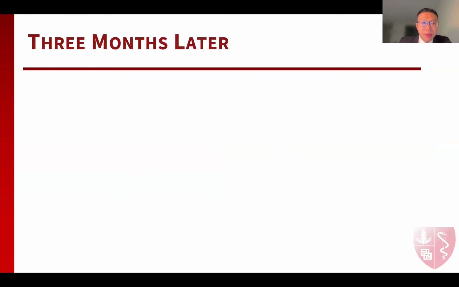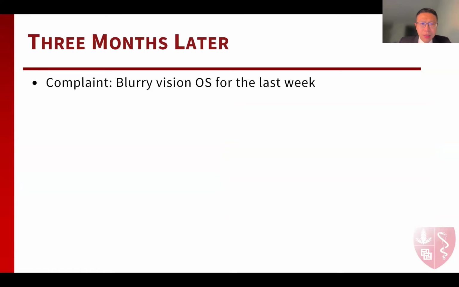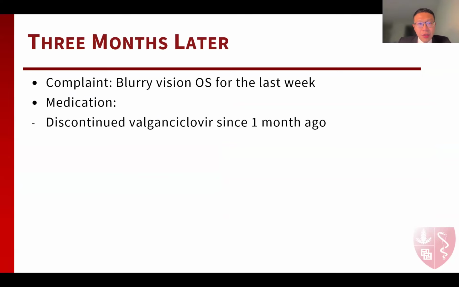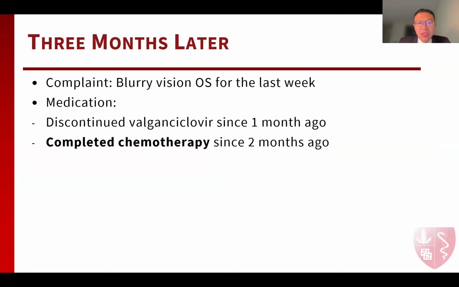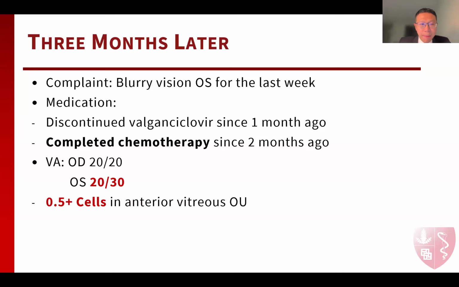However, 3 months later, the patient complained of blurry vision in the left eye again for the last week before she presented to our clinic again. At that time, she had already discontinued valganciclovir, and she also discontinued the chemotherapy because of the completion of the course. Her visual acuity of the right eye is 20/20 and the left eye is 20/30. And examination shows 0.5 plus cells in the anterior vitreous.